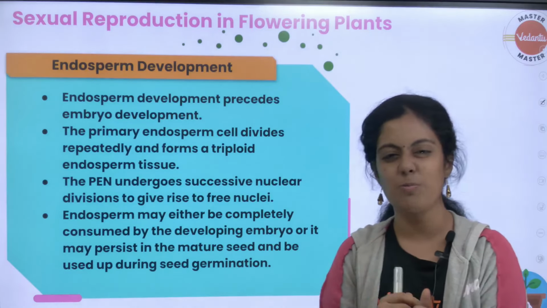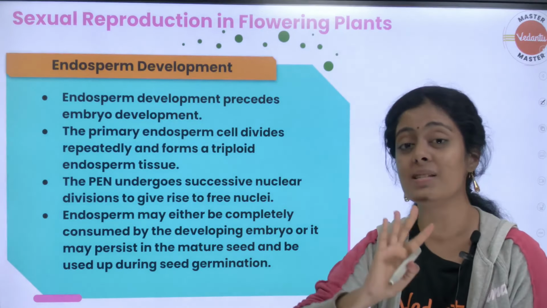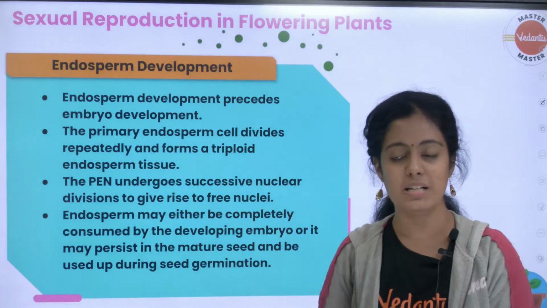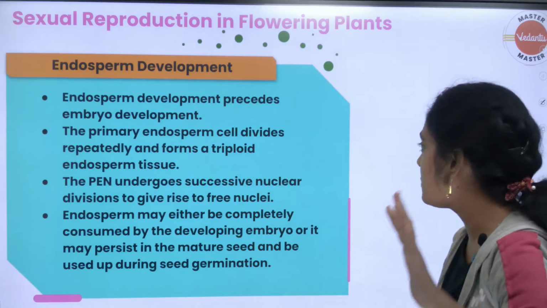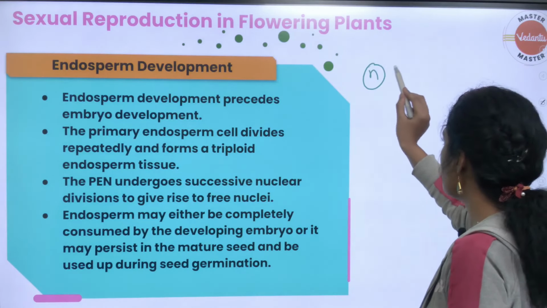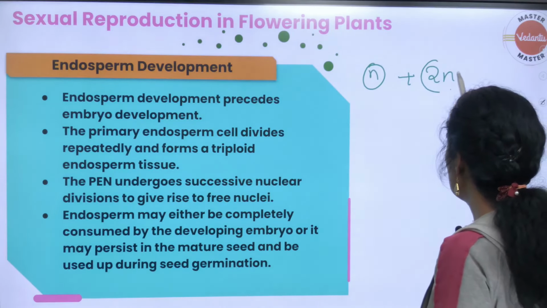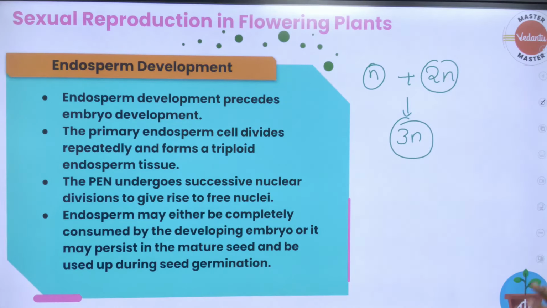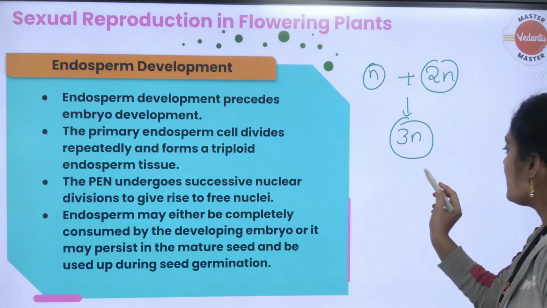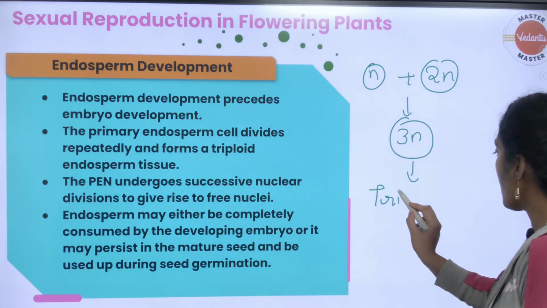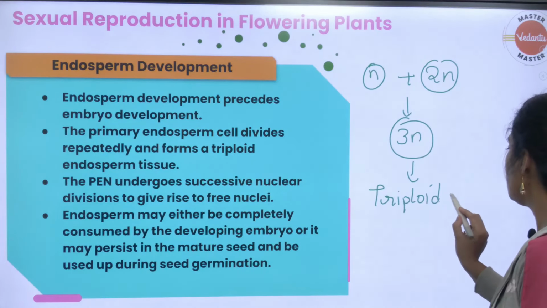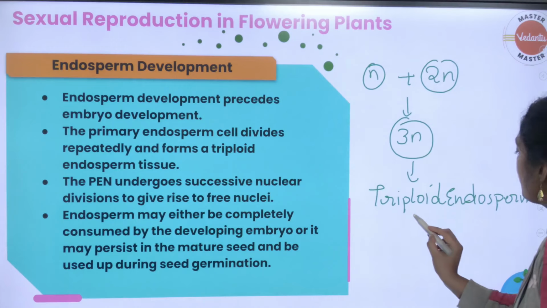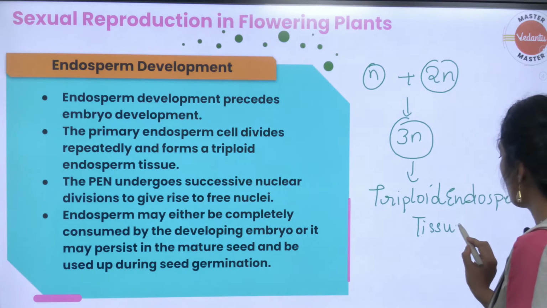Now let's talk about endosperm. Ma'am, what is endosperm? They are just a reserve food material, guys, a very, very strong reserve food material. Okay, so the primary endosperm cell: you have a male gamete and you have the central cell, which will form a triploid cell. The triploid cell is the primary endosperm cell. Okay, this primary endosperm cell will now undergo division to form triploid endosperm tissue. What will form, guys? Triploid endosperm tissue will form.